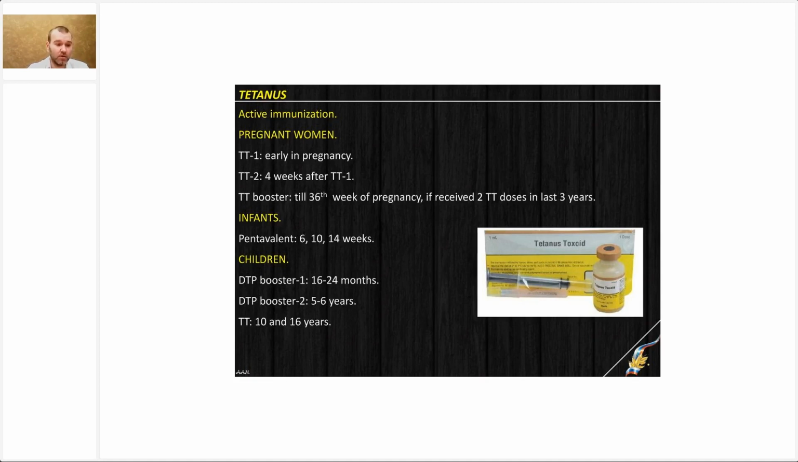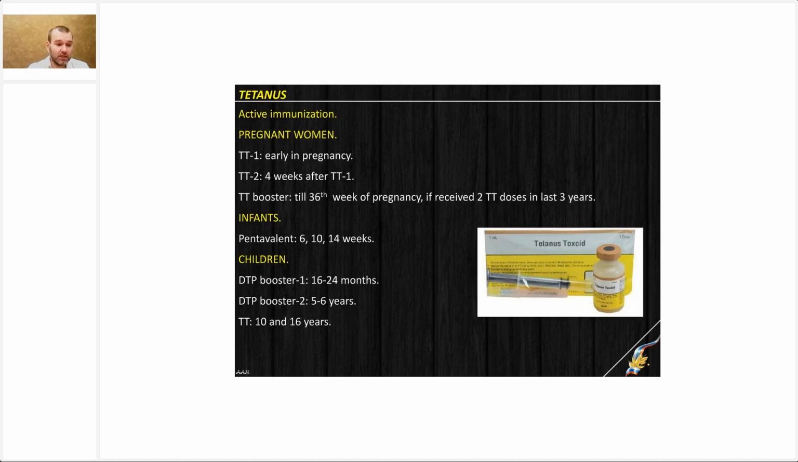The first dose should be provided in early pregnancy, as soon as pregnancy is diagnosed or identified, and a month after the first injection, the second dose should be provided. The booster dose, the third dose, should be given within 36 weeks of the pregnancy if it is the first pregnancy. If the woman was already vaccinated before, maybe it is a second or later pregnancy, then only a booster dose should be given if in the last 3 years the woman already received 2 doses of TT.